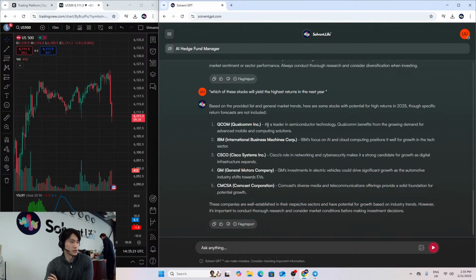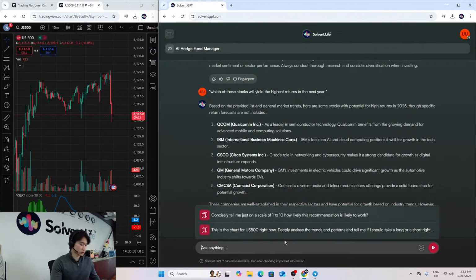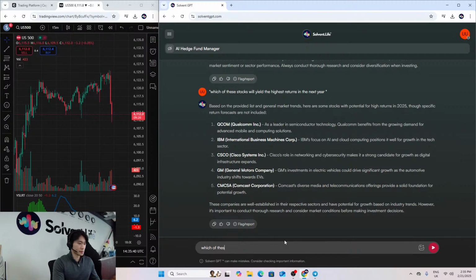Okay, here we go. So we've got Qualcomm as a leader in semiconductor technology, and they have a demand for advanced mobile and computing solutions. We've got IBM, Cisco Systems, and General Motors. So which of these 5 companies are furthest from their fair value?